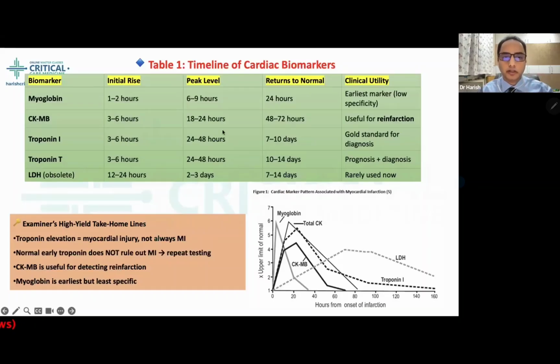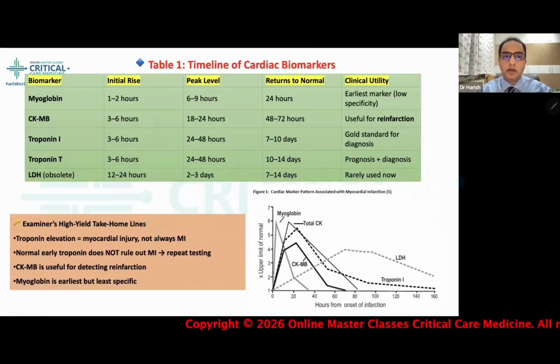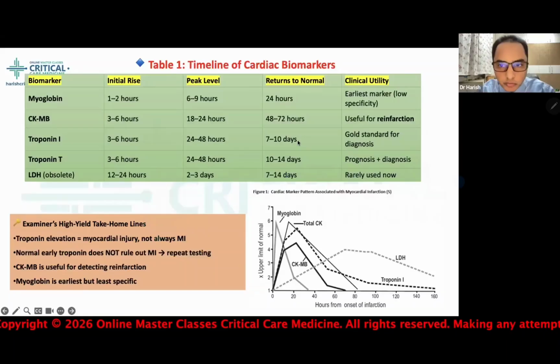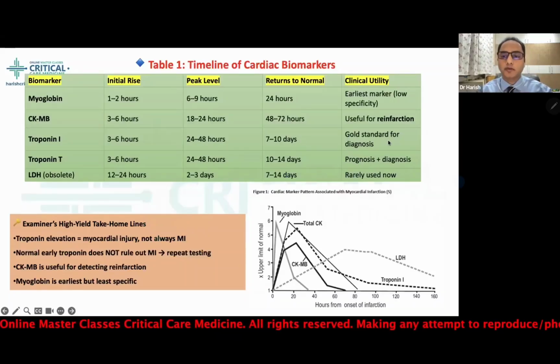CKMB rises next, in 3 to 6 hours, peaks in 18 to 24 hours, and returns to normal in 48 to 72 hours. It is useful to get an idea about reinfarction. Troponin I rises in the next 3 to 6 hours, so that's why if you do a troponin within 3 hours, it may not be elevated. It peaks in 24 to 48 hours and returns to normal in about 7 to 10 days. It is the gold standard for the diagnosis.